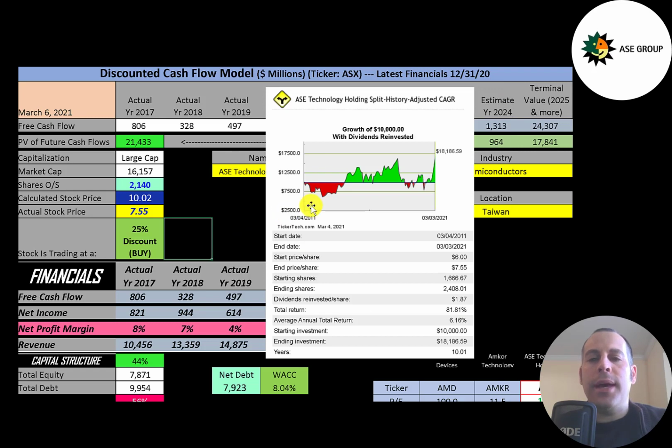If you invested $10,000 into this company 10 years ago, you would have been on a roller coaster, down, then up, then down, then up, then down. But lately, your $10,000 went way up to $18,000. That's a 6% annual return if you held out through the ups and downs.